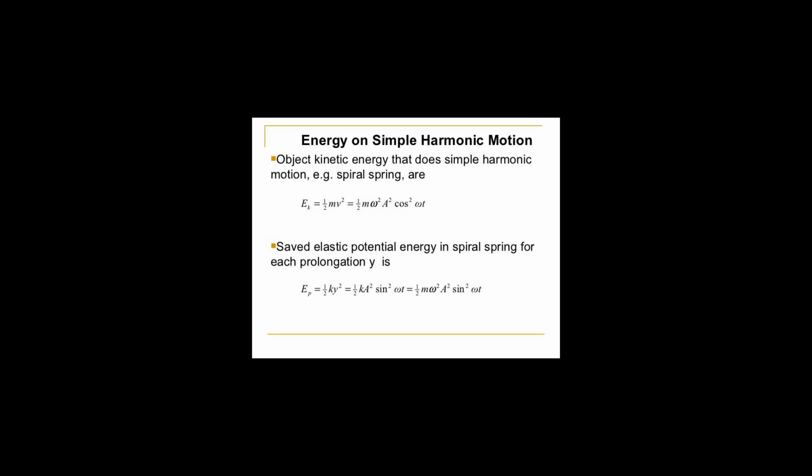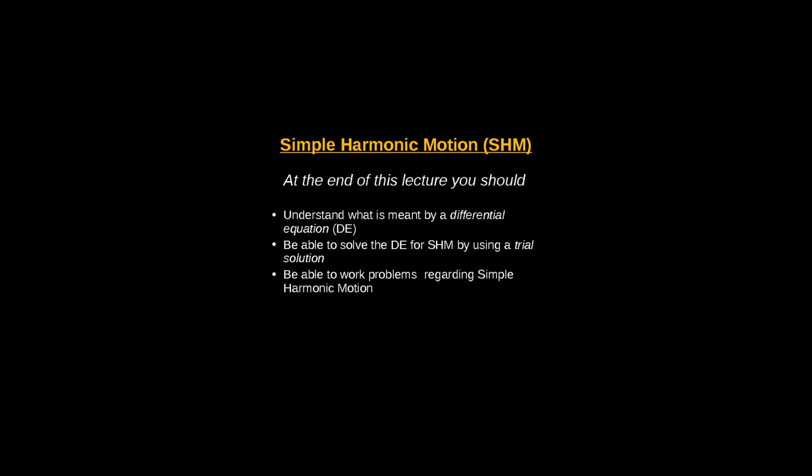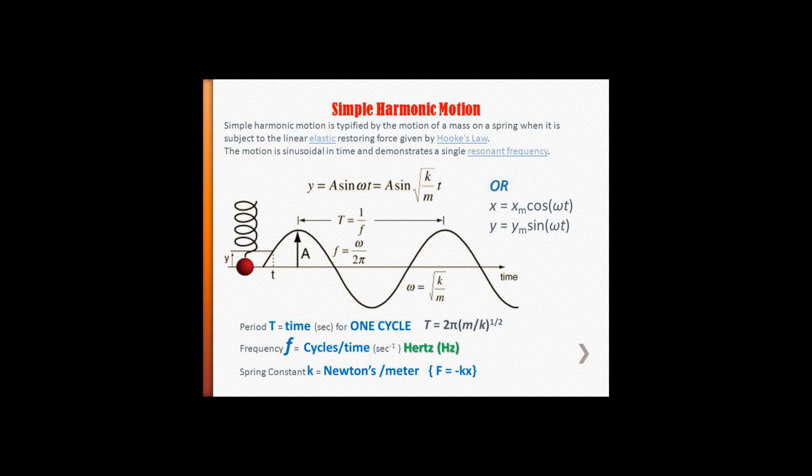well as molecular vibration. Simple harmonic motion is typified by the motion of a mass on a spring when it is subject to the linear elastic restoring force given by Hooke's law. The motion is sinusoidal in time and demonstrates a single resonant frequency. For simple harmonic motion to be an accurate model for a pendulum, the net force on the object at the end of the pendulum must be proportional to the displacement. This is a good approximation when the angle of the swing is small. Simple harmonic motion provides a basis for the characterization of more complicated motions through the techniques of Fourier analysis.